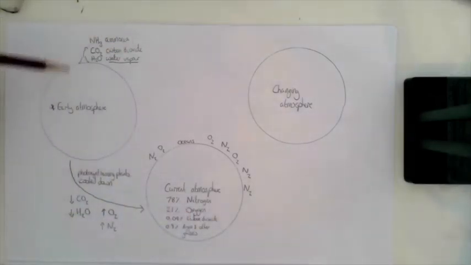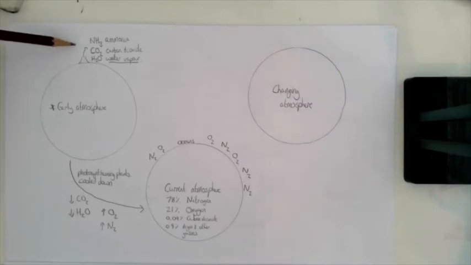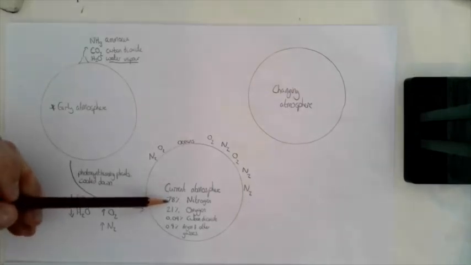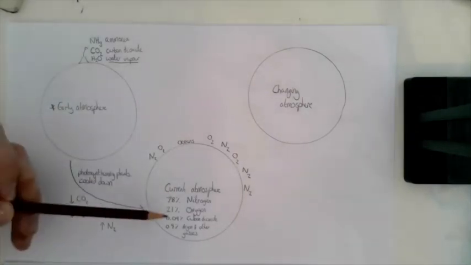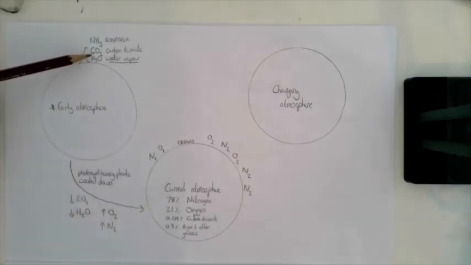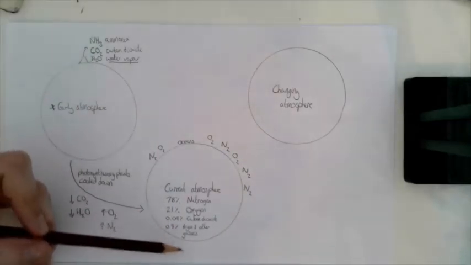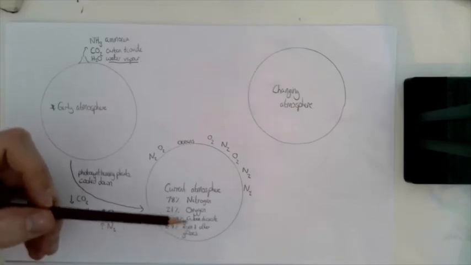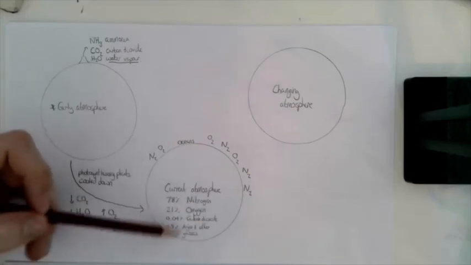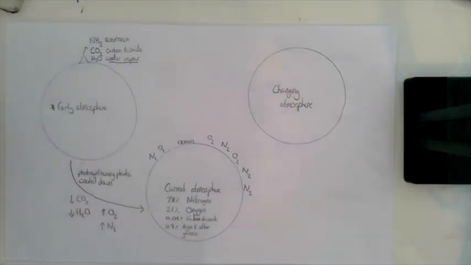So if you look, original atmosphere that was formed, ammonia, carbon dioxide and water vapour are the main gases. Now the main gas is nitrogen, which wasn't there before. Oxygen levels have gone up significantly, carbon dioxide levels have dropped significantly, and then 0.9% argon and other gases. Don't worry too much about what the other gases are, just that they are other gases.